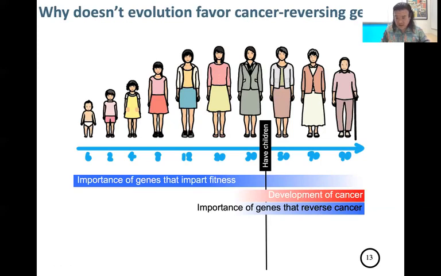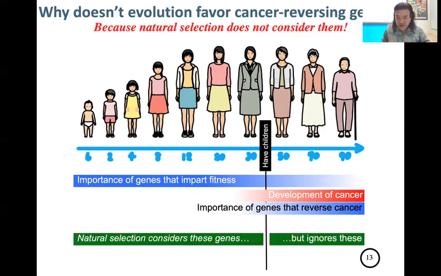But the problem is what, right? Natural selection ignores those, because natural selection considers the genes that got you to the point of passing your genome on to your kids, right? So somebody who might not have good genes that impart fitness, but by chance has really awesome genes for fighting cancer when they're 80, may just not be as likely to reproduce and pass those good cancer-fighting genes on.